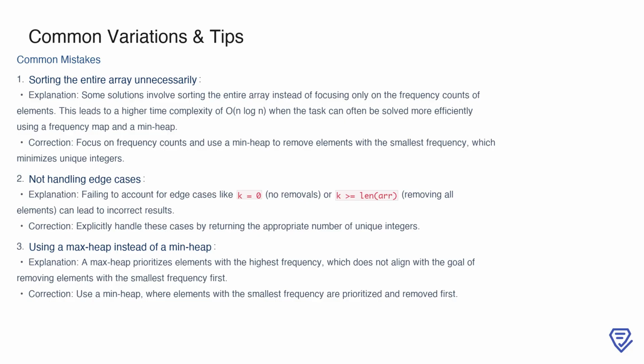Failing to account for these scenarios can lead to incorrect results. Additionally, some mistakenly use a max heap instead of a min heap. A max heap prioritizes the highest frequencies, which is the opposite of what we need. Instead, a min heap ensures we can target and remove the least frequent elements first, aligning with the problem's requirements.